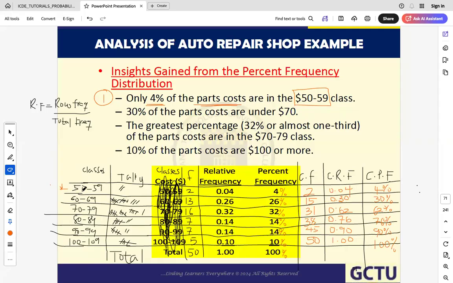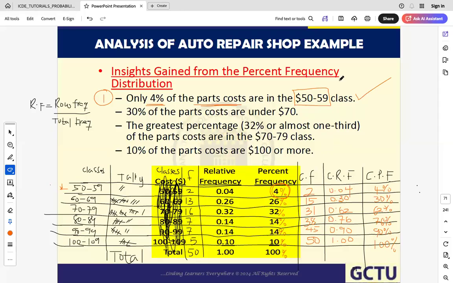All spare parts costing $50 to $59. I realized that this 4% is showing me the percentage of invoices that are having spare parts costs between 50 to 59. So this is one information you can write because we can see it in the table.